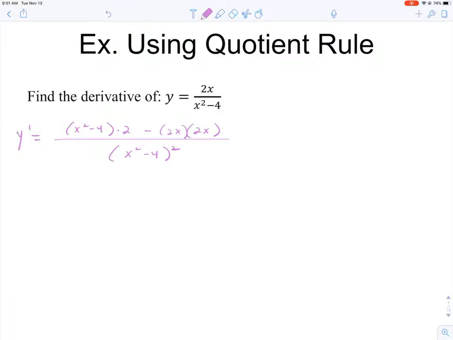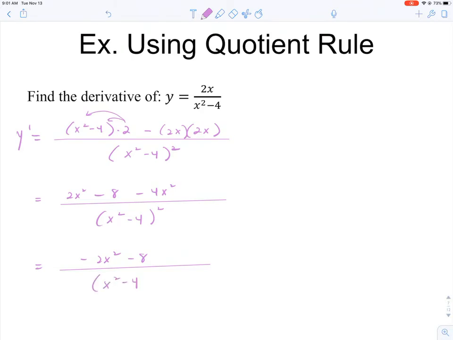So now let's clean up the numerator a little bit. Let's distribute that 2 in so that we have 2x squared, excuse me, minus 8, and then minus 4x squared. And combining like terms, we'll have negative 2x squared minus 8. And I'm just going to leave it there.